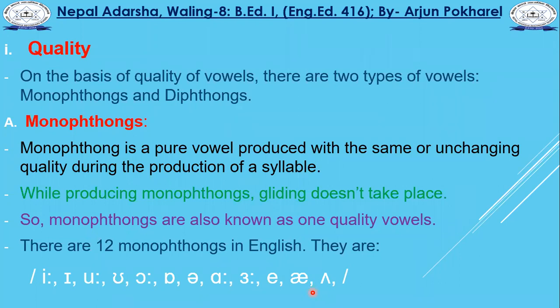So here you have to describe monophthongs. Monophthongs are the pure vowels, in the production of which no quality is changed. While producing monophthongs, gliding doesn't take place because there is only one vowel phoneme in a monophthong. Okay, now let's move to the next one.